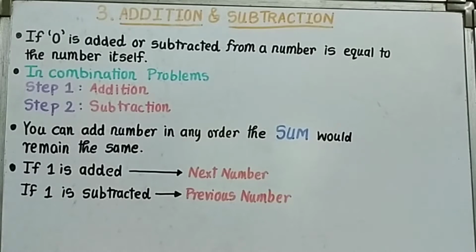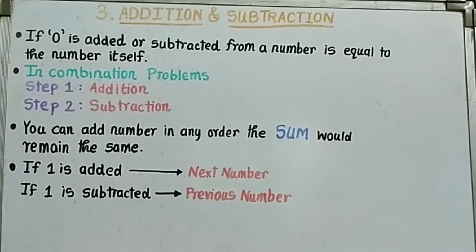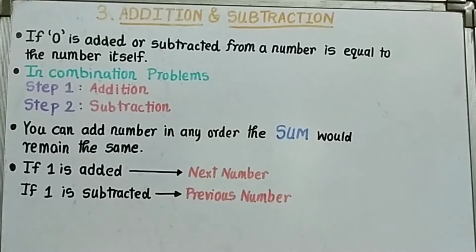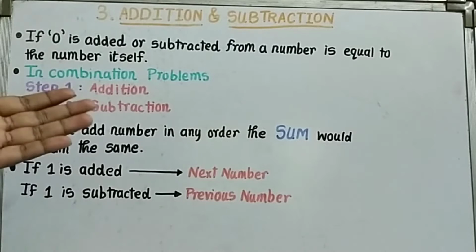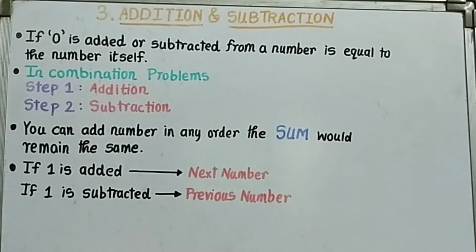Here we are going to learn about addition and subtraction. There are a total of four fundamental operations, that is addition, subtraction, multiplication and division. In this lesson we will learn about these, and in the next chapters we will learn about multiplication and division also. So let us learn it.